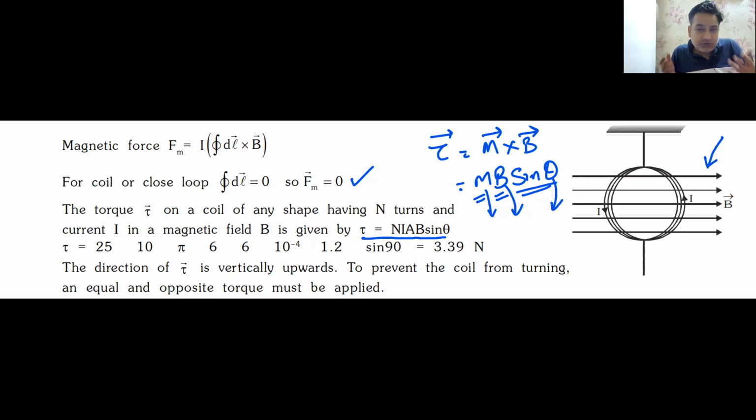Here, the only thing you got to know is MB sine theta. Yes or no? Yes, sir. So remember this, any question that comes is a simple one.